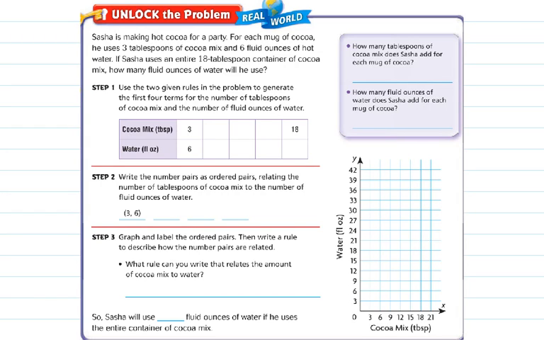Students, in Lesson 9.7, we are going to be graphing and analyzing relationships. Our essential question for this lesson is, how can you write and graph ordered pairs on a coordinate grid using two numerical patterns? So we're going to start with the Unlock the Problem Real World. Sasha is making hot cocoa for a party. For each mug of cocoa, he uses 3 tablespoons of cocoa mix and 6 fluid ounces of hot water. If Sasha uses an entire 18 tablespoon container of cocoa mix, how many fluid ounces of water will he use?